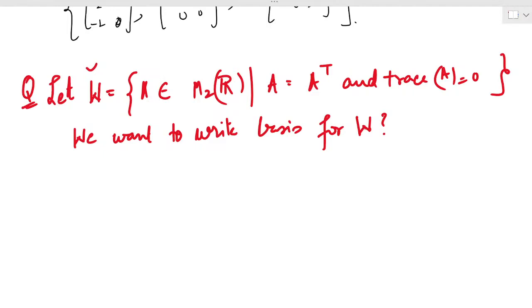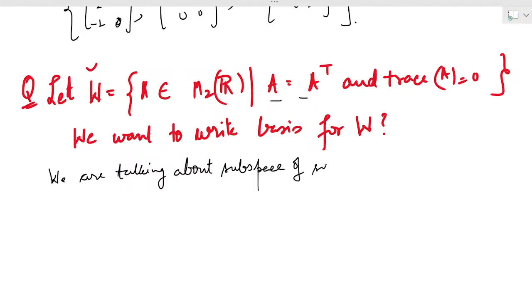Okay, are you getting my point? So this is clearly... I'll write it here so that it will be good for you. Clearly see that A transpose equal to A means what? We are talking about the subspace of symmetric matrix. We are talking about subspace of symmetric matrix with trace 0. With trace 0. This is one thing that you should remember.